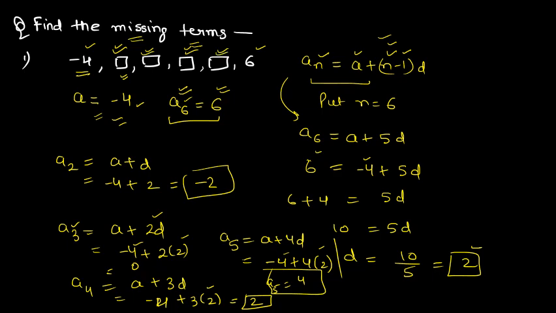So in this way you can come up with different terms if there are missing terms. Next, let's see another example of another type.